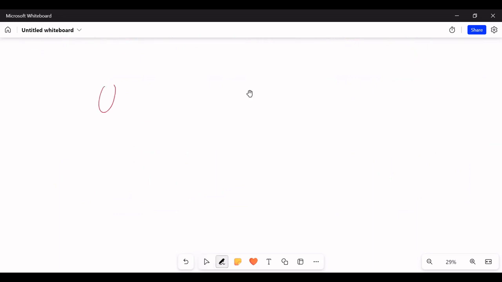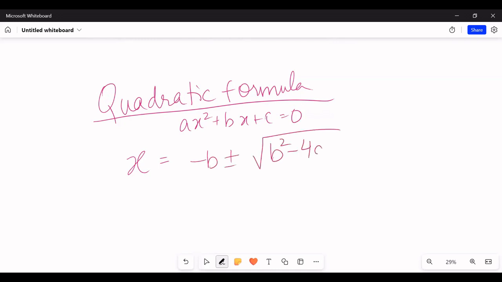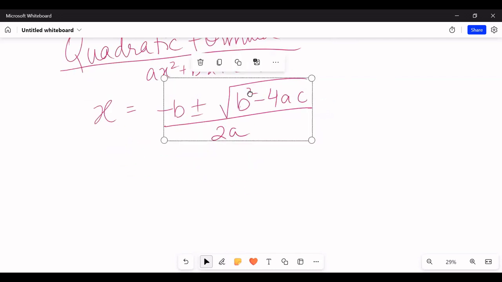So we have a simple quadratic formula with us, so I'm going to write it. It's the formula by which you can find the value of x, the two roots of the quadratic equation. As I told you, it has a highest degree of 2, so the two roots we can find with the help of this formula. So x equals minus b plus minus under root b square minus 4ac over 2a. Now this is my quadratic formula.